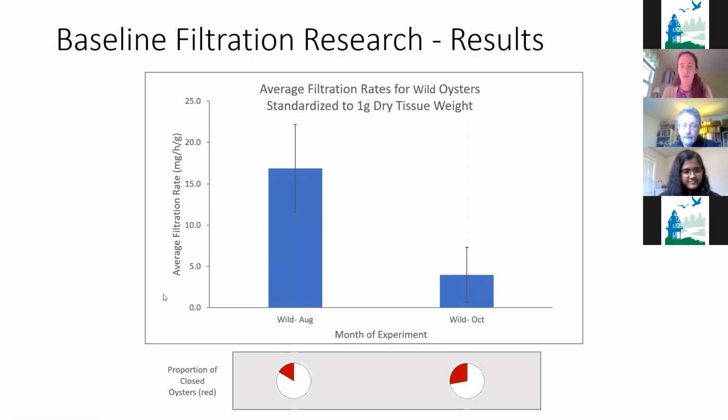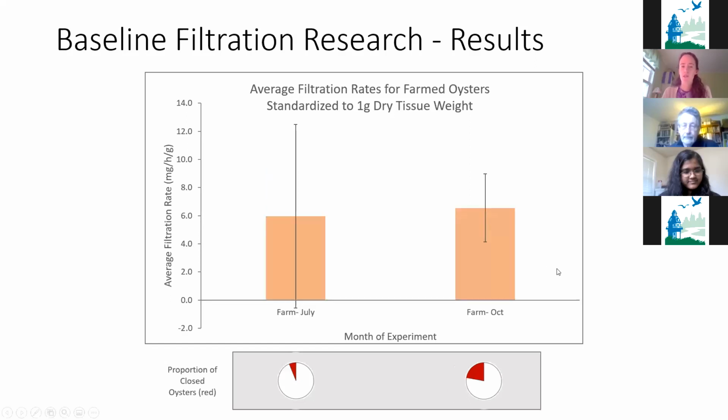Here, we see that the average filtration rate of wild oysters in August was higher than the average filtration rate of oysters in October. Now, this shows us a relationship we'd expect to see. Oysters have higher filtration rates when the water temperatures are higher, but that's up to an optimum. So if the water temperatures are too hot, they'll actually get stressed out and they'll filter less. But this general seasonal trend is something that we would expect to see.